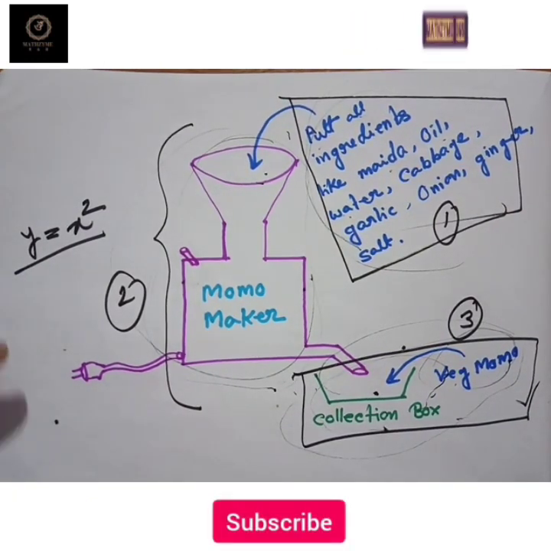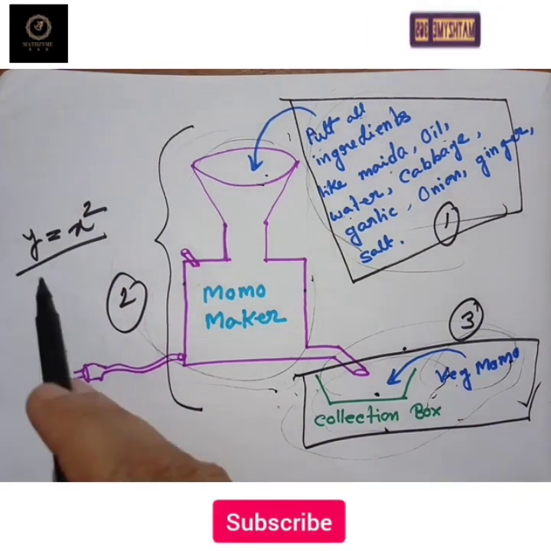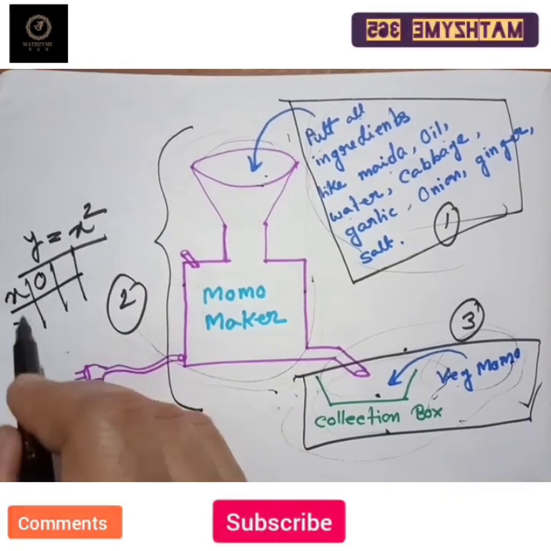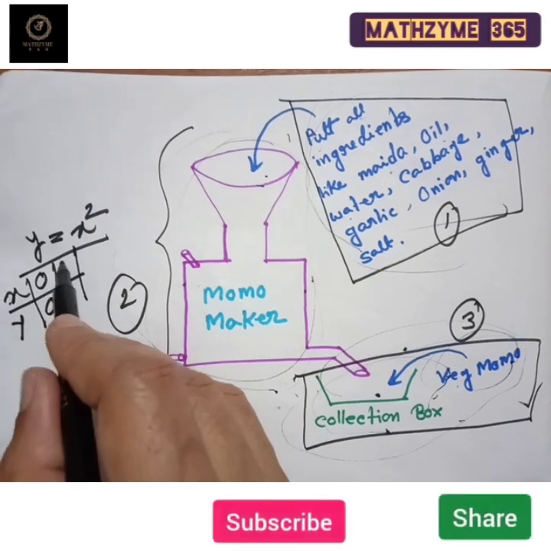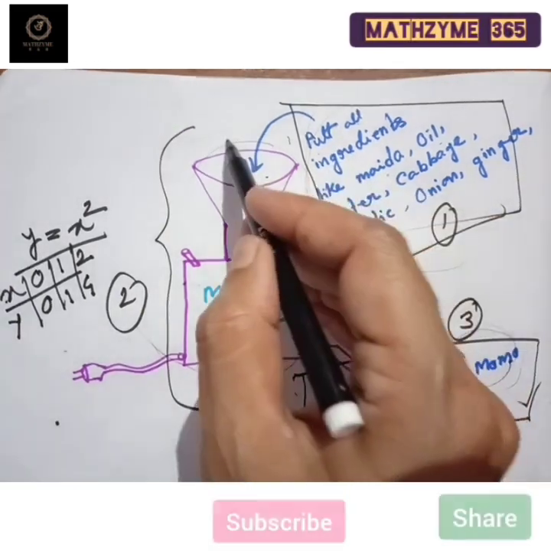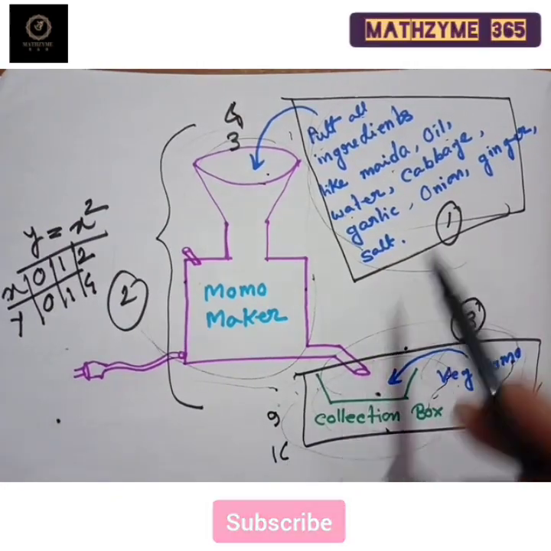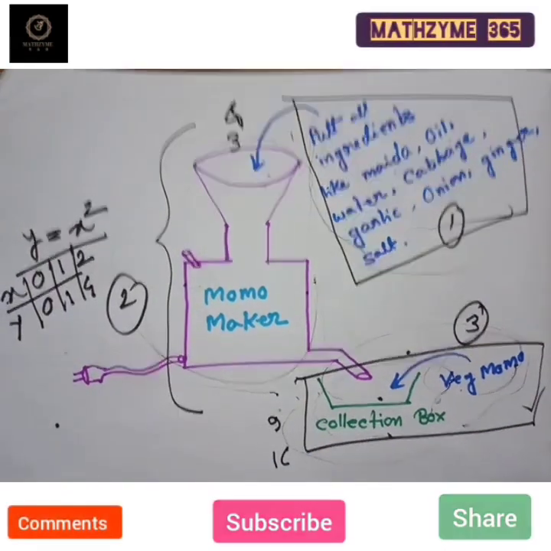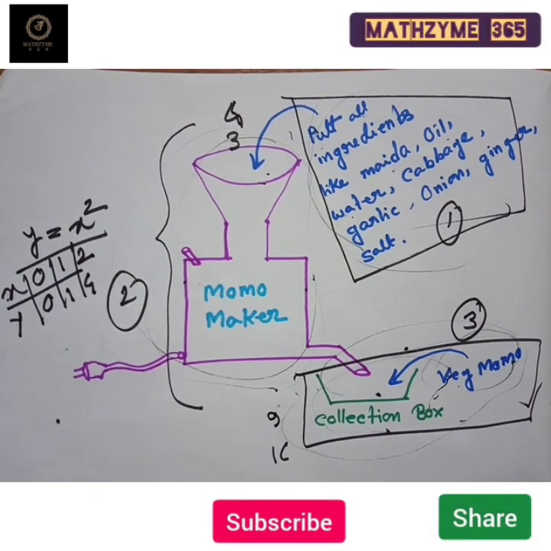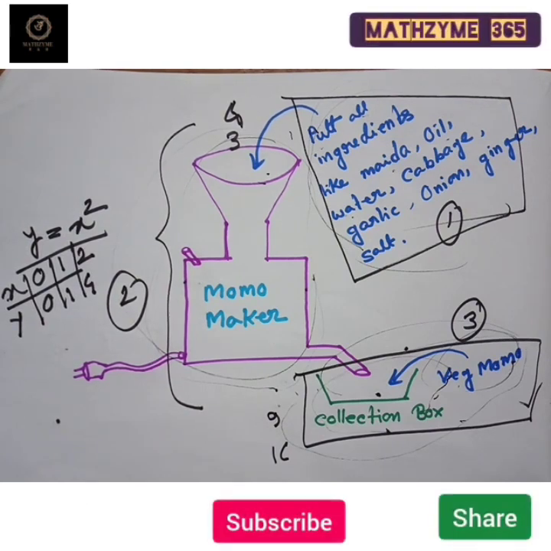Now you see that this machine works like a function also. You may say, what? Yes, see, y equals x squared. We put the value of x, and we get the value of y. You put 1, you get 1. You put 2, you get 4. You put 3, you get 9. You put 4, you get 16. Just like a machine. Okay, now you also notice that the momo machine works only for momo. It can't make sweets or juices or chocolates or any other foods. It makes momos only.